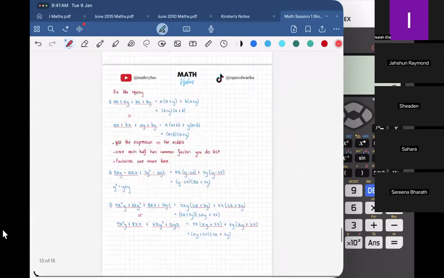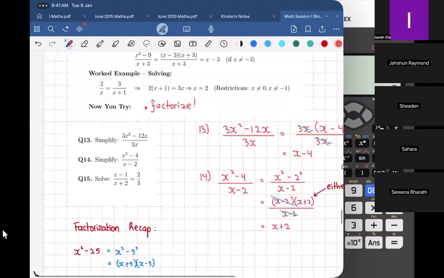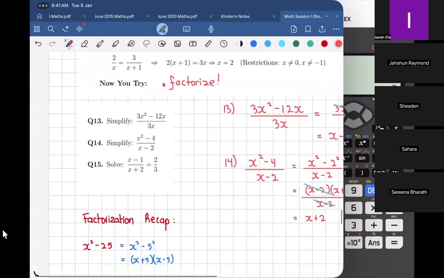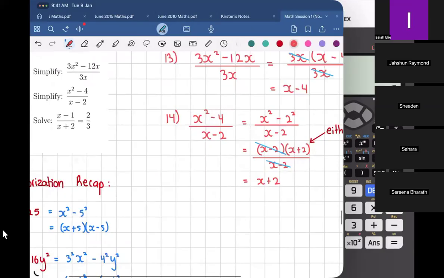Right, let me just do a quick example of cross multiplication. So I'll do this one: x minus 1 over x plus 2 is equal to 2 over 3. Okay.